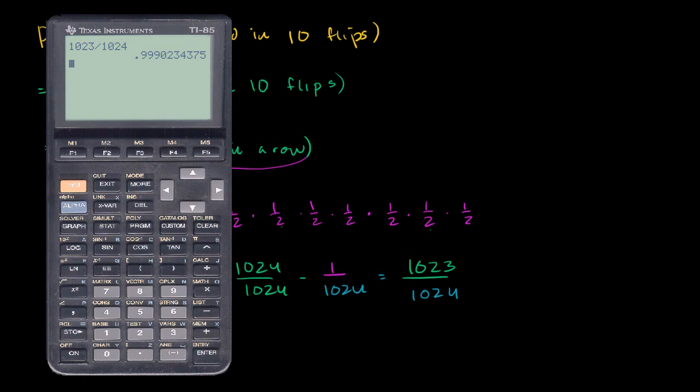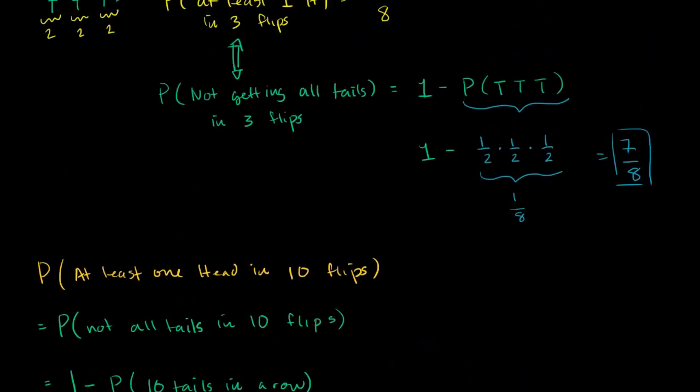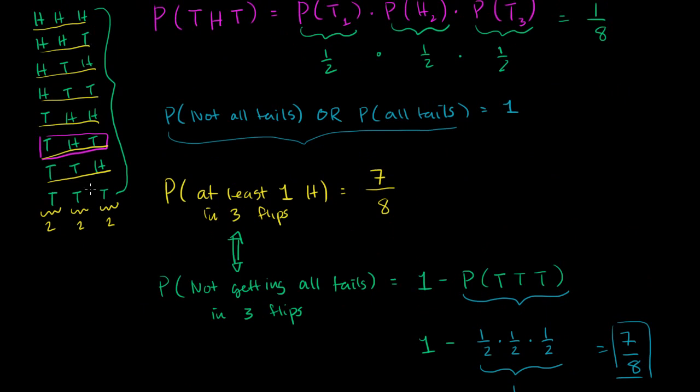So if we round, this is equal to 99.9% chance. And I rounded a little bit. It's actually even slightly higher than that. And this is a pretty powerful way to think about it, because it would have taken you forever to write all of the scenarios down. In fact, there would have been 1024 scenarios to write down. So doing this exercise for 10 flips would have taken up all of our time.